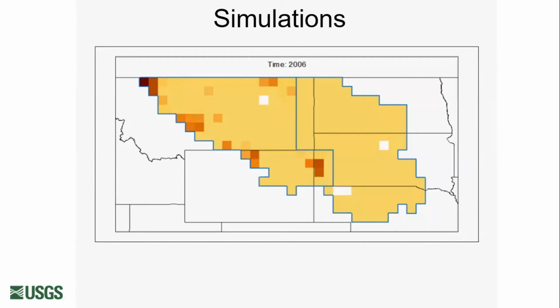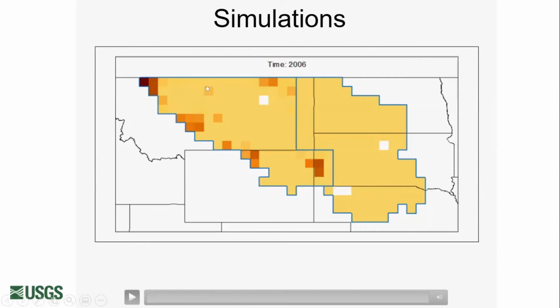To make it possible to run many simulations in a reasonable amount of time, with no supercomputer, we subset the region into these large cells. You can see the size of one of them here, which are a half degree of latitude and longitude on a side. Before I start the movie, I'll point out a couple of other things.